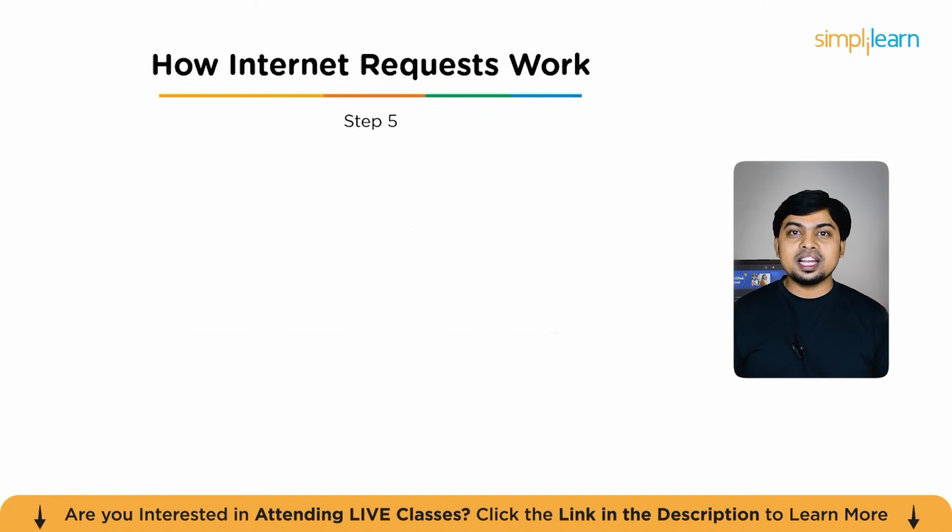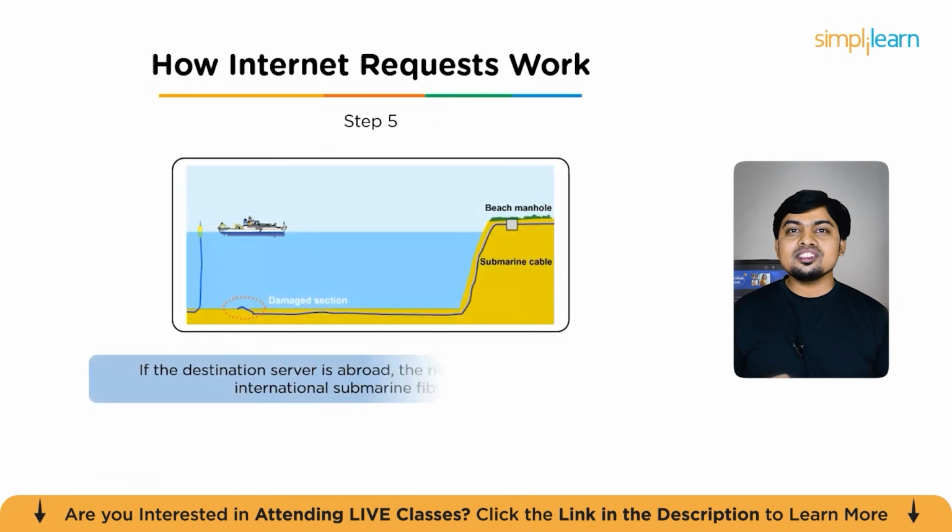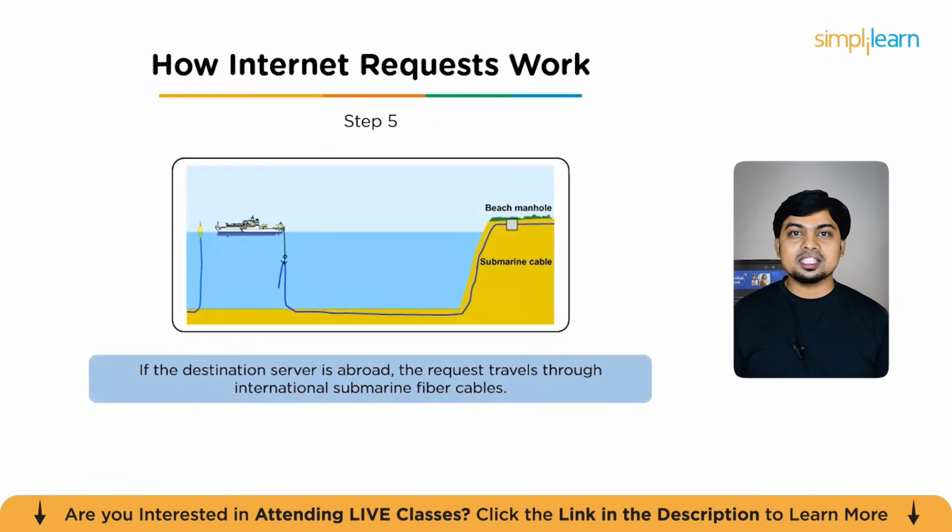Now, let's go through step 5. International submarine fiber cables. If the nearest Google server is outside your country, your request travels through undersea fiber optic cables, the global highways of the internet. These cables stretch across oceans connecting continents through thin strands of glass that transmit data at near light speeds. This global infrastructure ensures that your data can reach any server in the world regardless of geography.